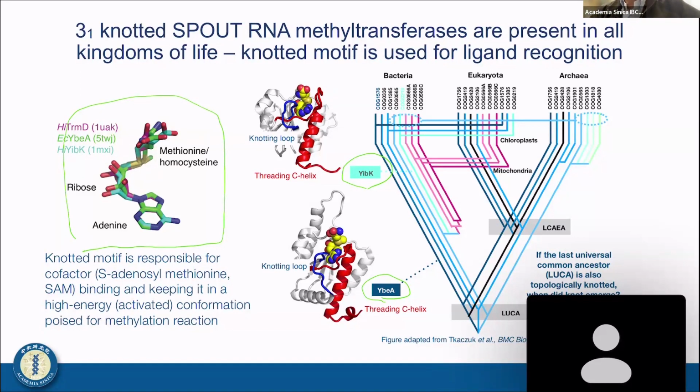In 2007, there was a bioinformatics study. They predict that the last universal common ancestor, known as LUCA, so at the beginning of evolution, this protein is also knotted based on sequence comparison. So why would nature develop such a complicated protein topology for their functions in the early days?